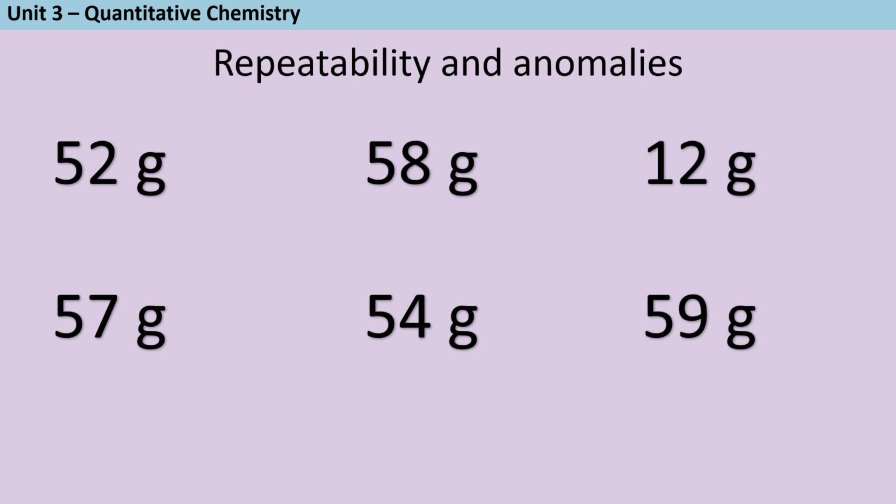An anomaly is a result that doesn't fit the pattern of the rest of the data. So for instance, if I looked at these 6 pieces of data, here you can see that they're all quite similar values, except for 12 grams, which is clearly very, very different. That piece of data is called an anomaly, and when I go on to analyse my data, including calculating a range or a mean, I should always take out that anomaly first and not include it in any further calculations.